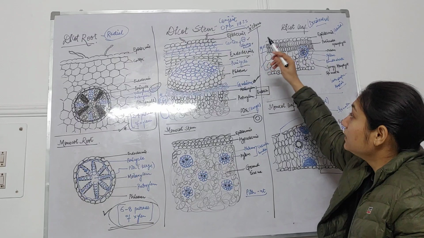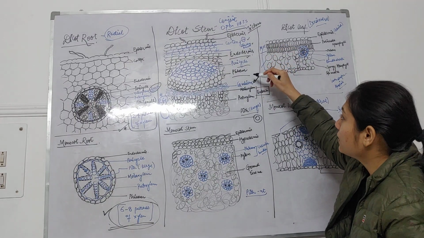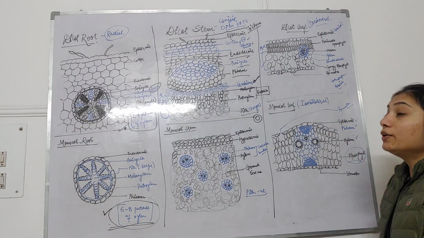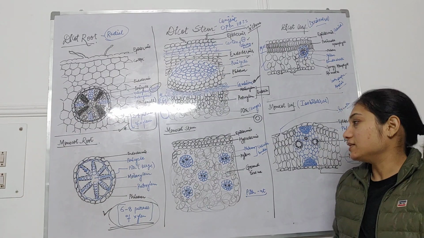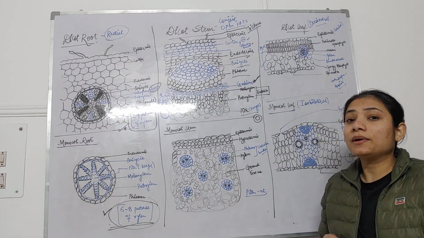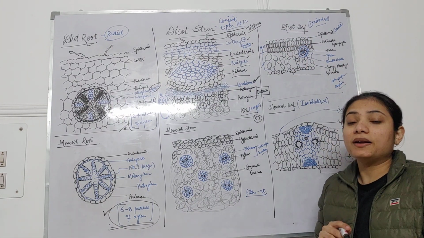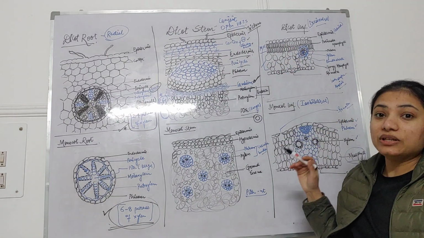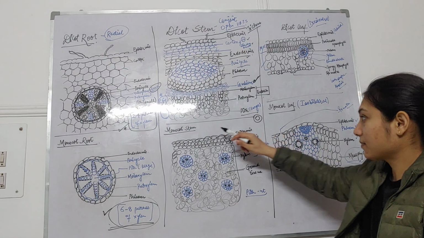One of the main important characters in the dicot stem is that conjoined and open vascular bundles are present, which means that conjoined means xylem and phloem are both present on the same radius, and open means cambium is present between xylem and phloem.